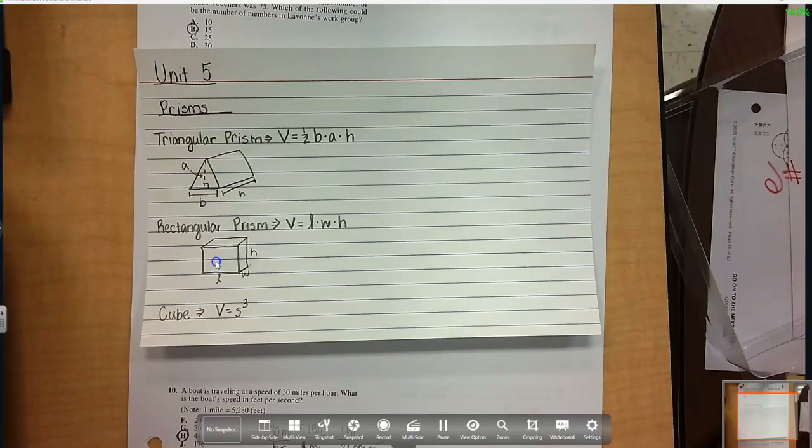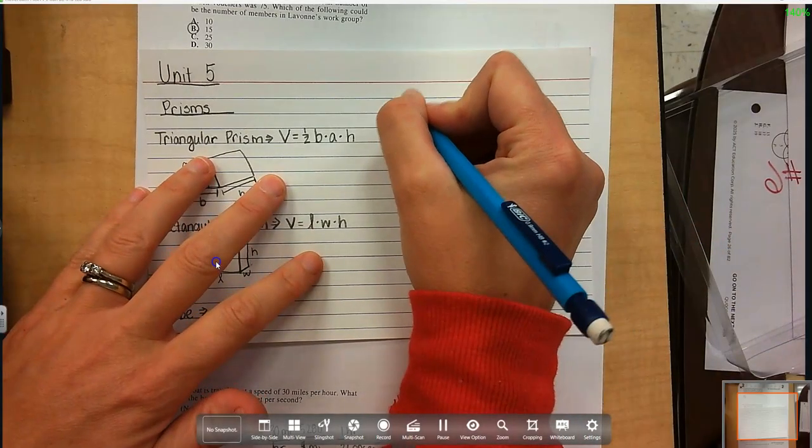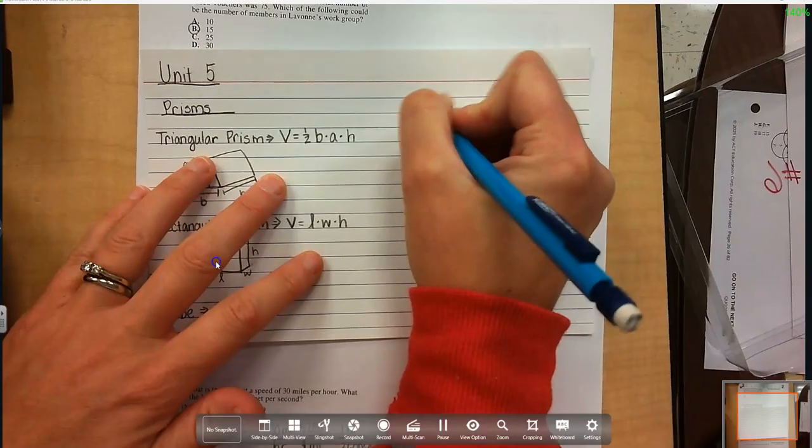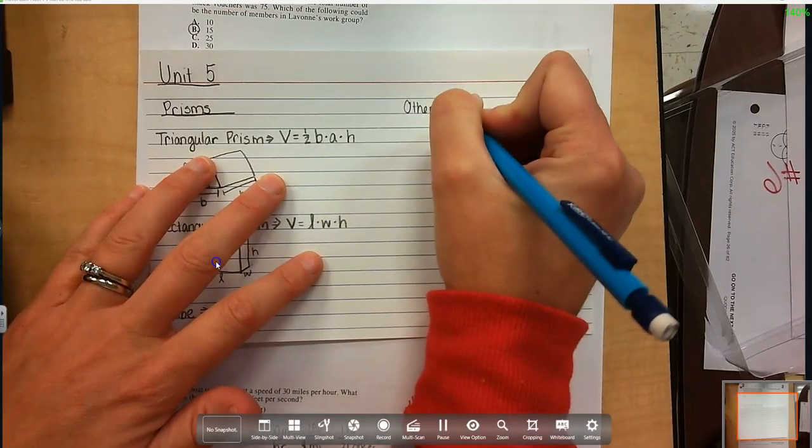All right, now, I'm not going to draw pictures for the other prisms because they're difficult, but I am going to put their formulas here. So let's put over here other prisms.